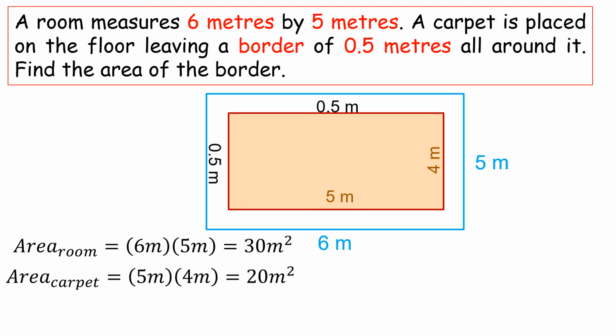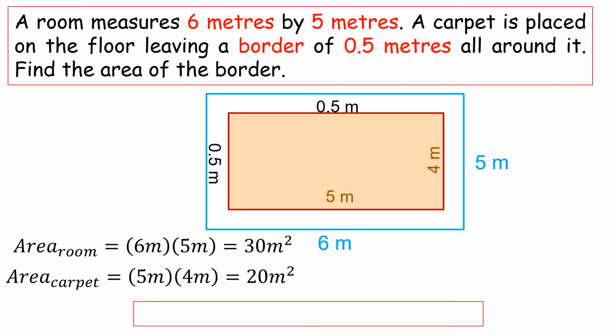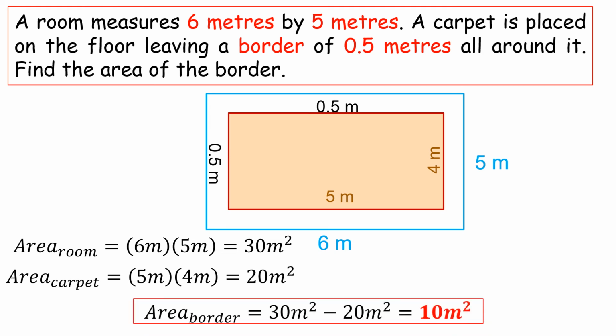From here, we are going to find the area of the border. To find the area of the border, we are going to subtract the area of the room minus the area of the carpet. So 30 minus 20 is equal to 10 square meters.